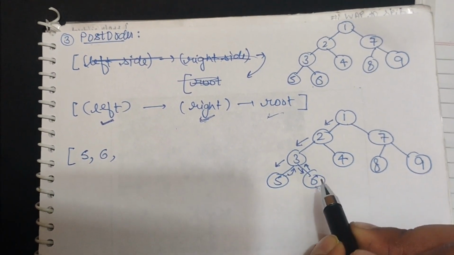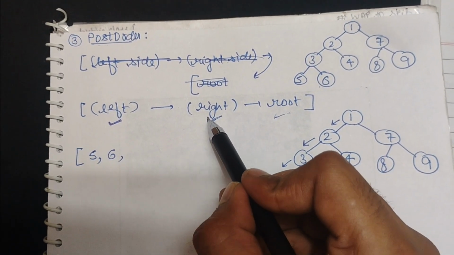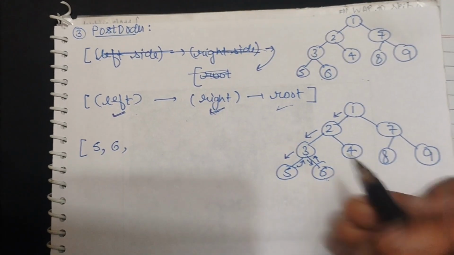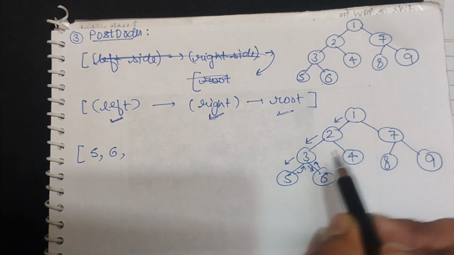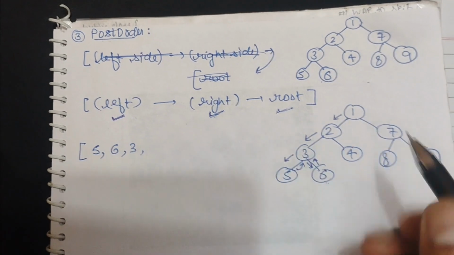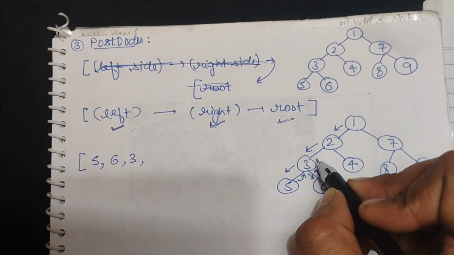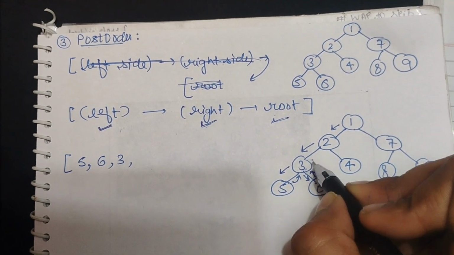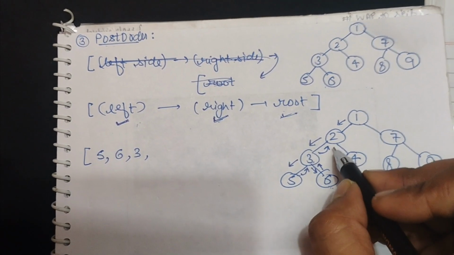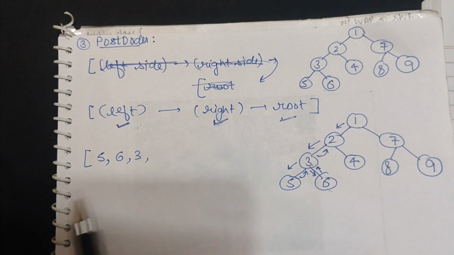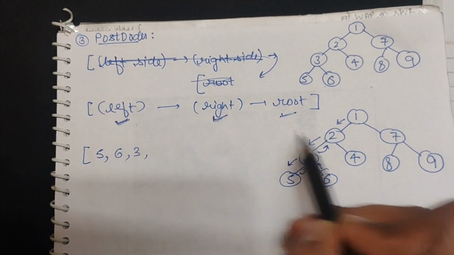Coming back to 3, for 3 these 2 calls are executed. It will execute this call by printing 3. For 3 all these calls are executed. So there will be a recursion call back to 2. Okay, for 2 this was executed.